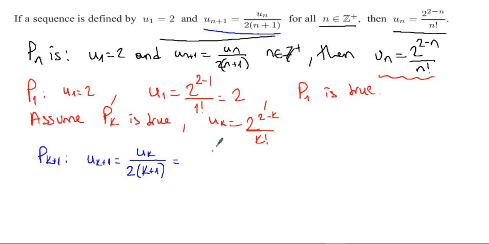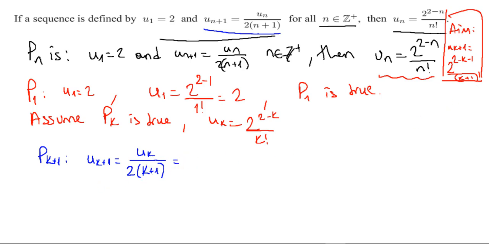Now from here my aim is, let me just note that you do not have to write this in the exam papers, I just want to give you an idea what your aim is. Your aim is to go from u_(k+1) to this result, 2^(2-k-1) divided by (k+1) factorial. If you can find this result when simplifying this part, then your statement is true, correct.